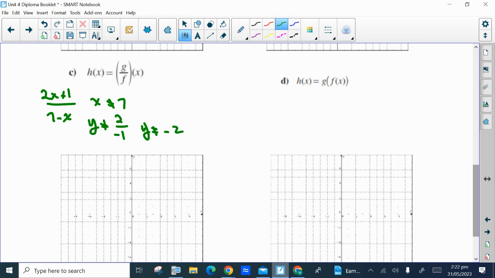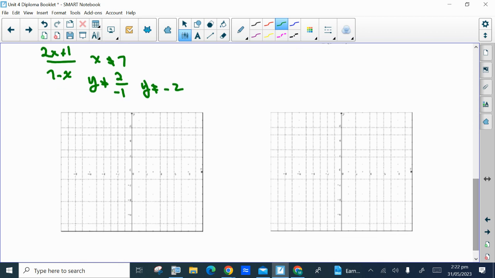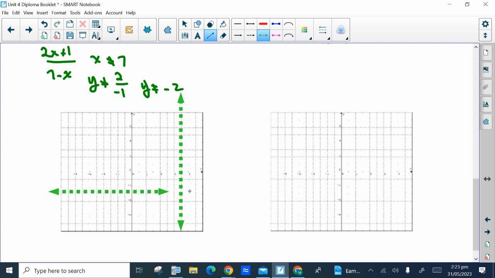When you're drawing a graph, though, and there are asymptotes, you have to show those asymptotes. It's part of the graph. And we always did that in class. So this will have a vertical asymptote at x equals 7, which is right here. A horizontal asymptote at y equals -2, which is right there. There are no points of discontinuity for this one. But if there was, you have to show that on your graph as well. You have to show the point of discontinuity.